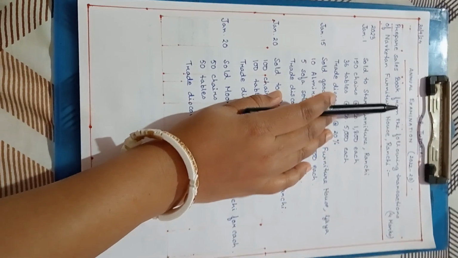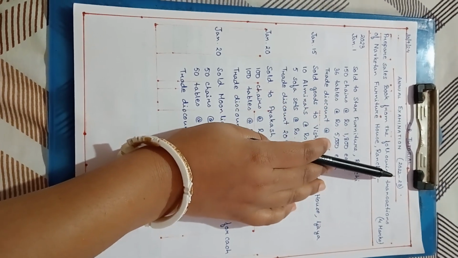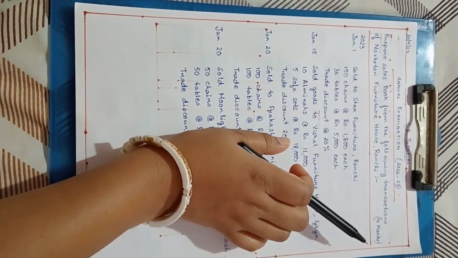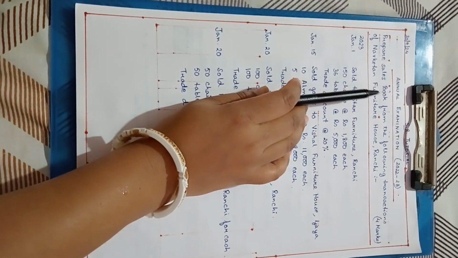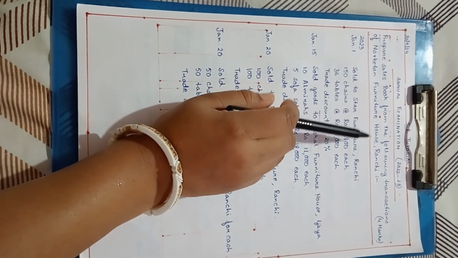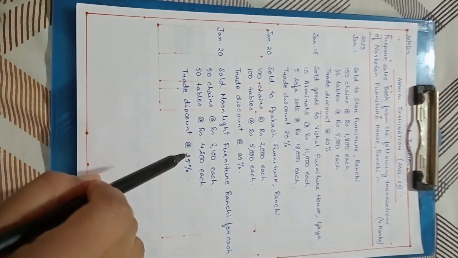So this is an illustration which I have taken from annual examination 22-23. Okay, it consists of 4 marks. Here it has been asked to prepare sales day book of Navketan Furniture House, Ranchi. So all this information is given.